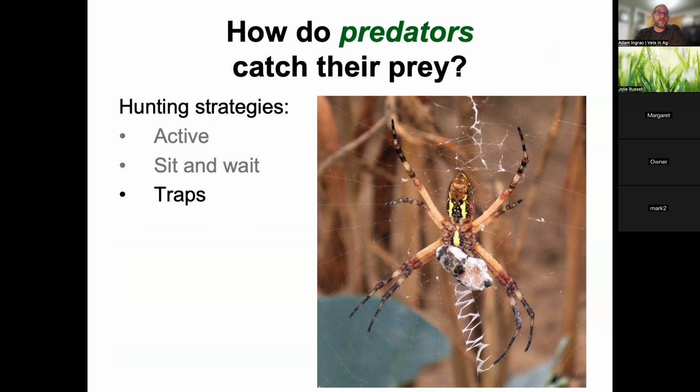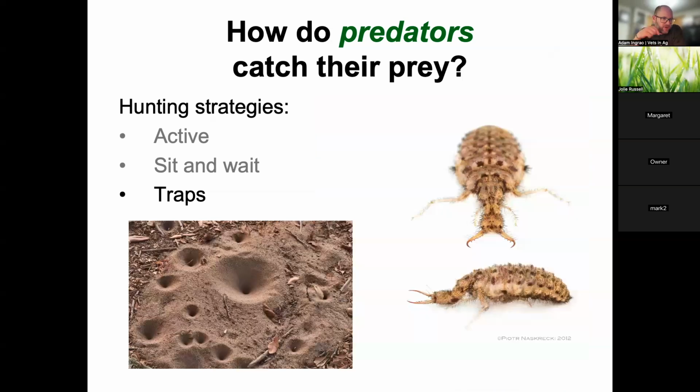Spiders, basically a lot of spiders, definitely not all spiders, but a lot of web building spiders, what they are focused on is that web is a trap. They trap organisms in the web, makes them easier to catch. So these organisms have actually developed strategies for trapping things. Spiders are a great example, but one that doesn't get enough credit, and I always like to mention, are antlions.